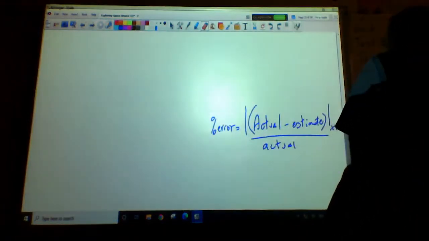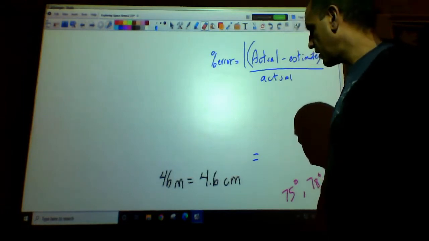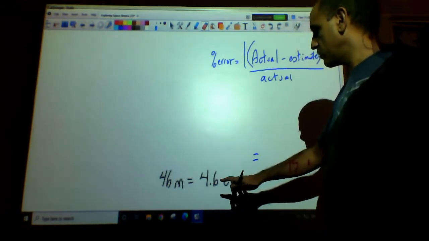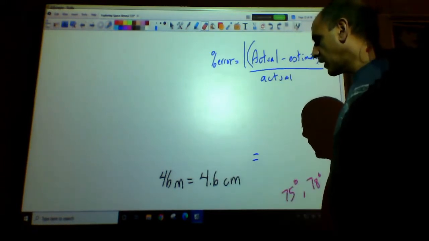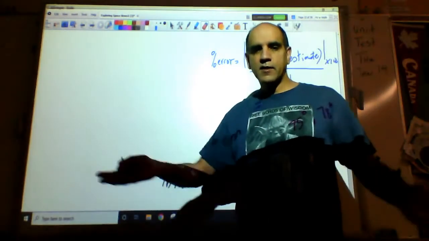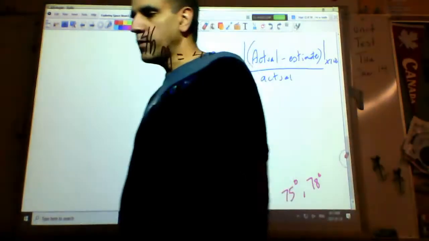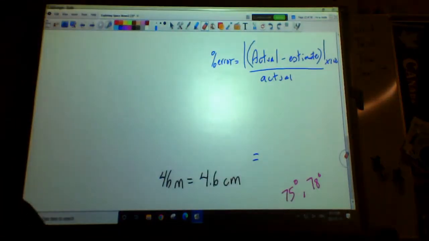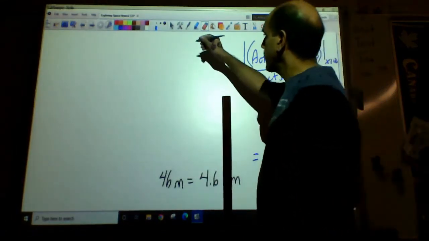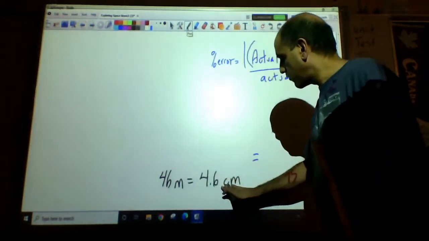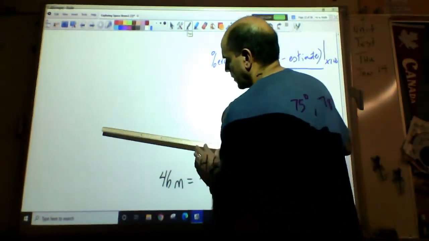All right, so let's say we see an object out in the distance, and we want to figure out how far away it is. So we want to draw a triangle. We walk out a baseline at the bottom, and we see that it's 46 meters long. I need to draw a triangle that's smaller than that, so I'll use the scale: 46 meters is 4.6 centimeters. So I'm going to grab this.